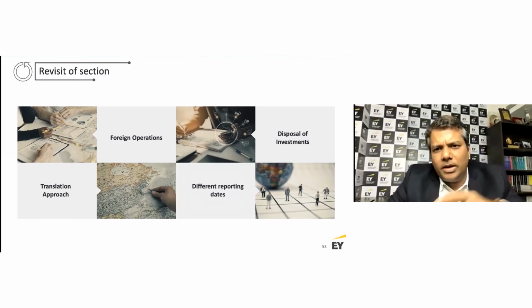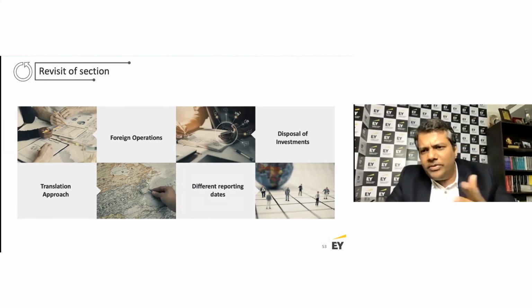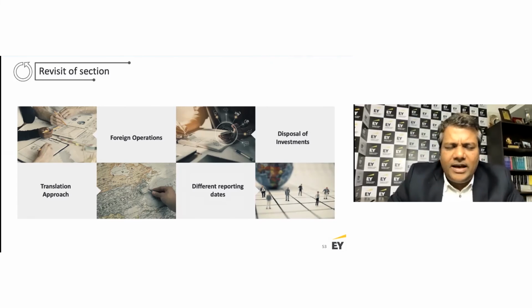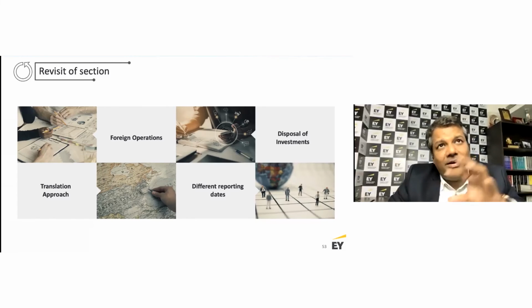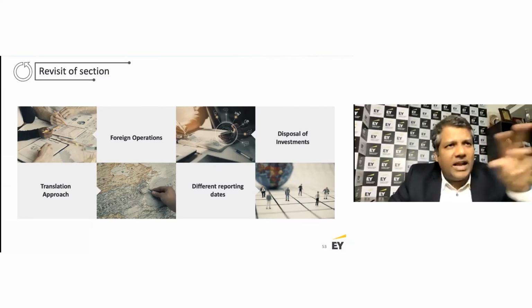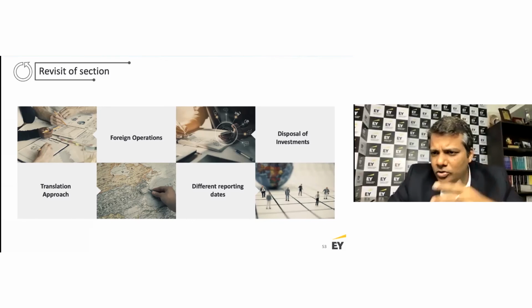And we also talked about what happens if there are different reporting dates. How do you deal with different reporting dates? It's permitted to have a 3-month difference between the holding company and the subsidiary company period end, and you will use the rates prevailing on the balance sheet date of the respective entities which are getting consolidated. And if there are significant transactions happening in the intervening period, then you need to of course true up for those significant transactions as well.